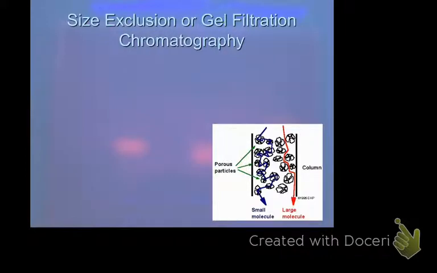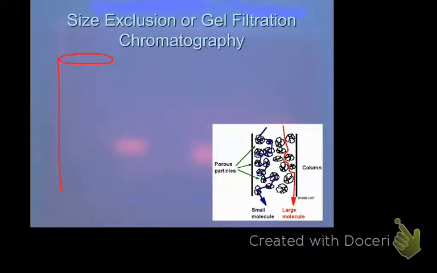Now, this one, people usually get backwards. This one's a little confusing because it's size exclusion. And this was the best picture that I could find online to try to explain it. But what happens here with size exclusion is you've got your column, and you've got proteins of different sizes.